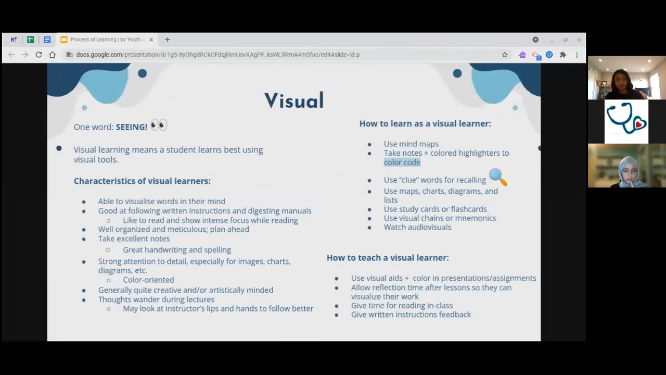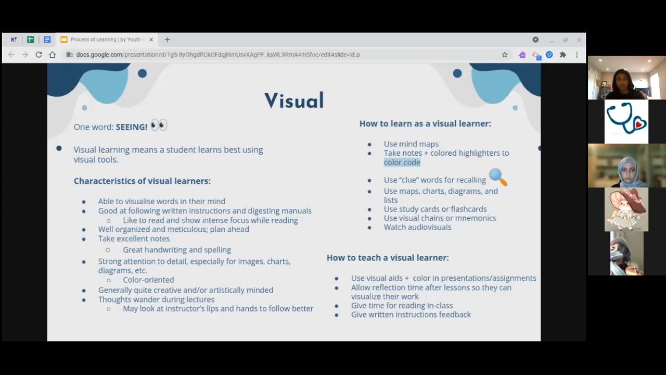All right, so first up is visual learners, and I fall into this category. To describe it in one word, you learn by seeing, because visual learning means a student learns best using visual tools. So if you're not really sure what type of learner you are, and you think you might be a visual learner, here are some characteristics to check.